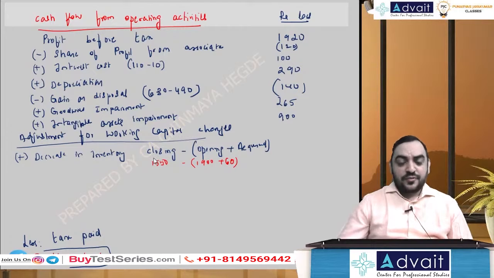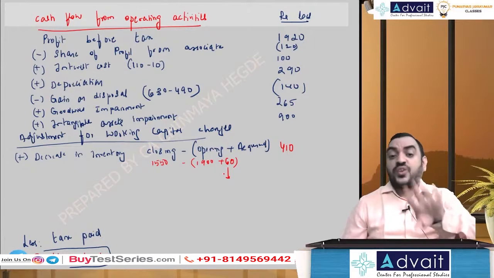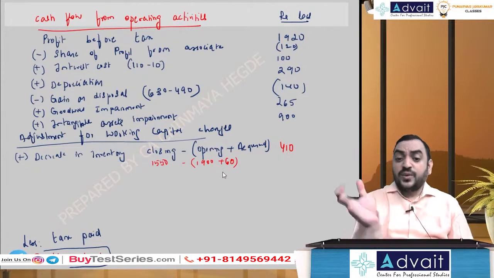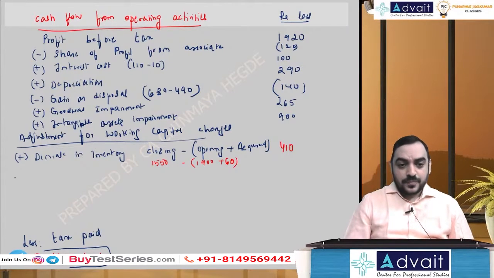Okay. So I get 410. Decrease. So I'm going to add it, 410. Again, this will be part of investing activities. When I say acquisition of subsidiary, that amount of 300 will include this also, and that is why effectively I am eliminating from this section. Same thing I'm going to do for others also. Hope you understand.